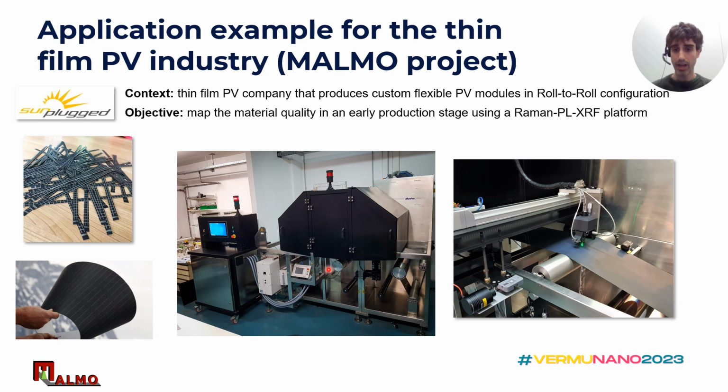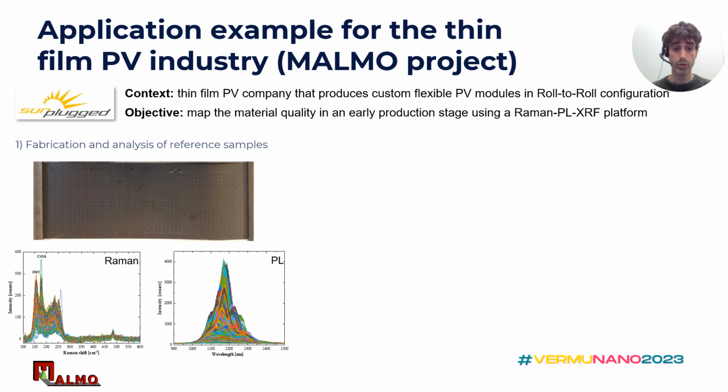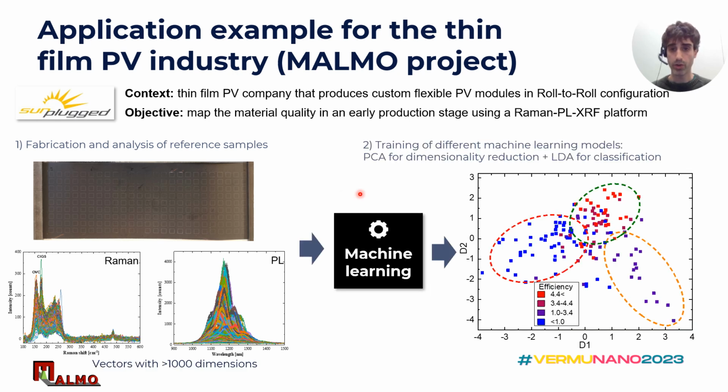And they have a spectroscopic characterization platform with Raman, photoluminescence and X-ray fluorescence. And what they want to do is to map the quality of the material in an early production stage, to avoid the fabrication of bad PV modules. So what we are doing in the project is the fabrication and analysis of reference samples with the different techniques of the characterization platform. And then we are training different machine learning models and evaluating them.